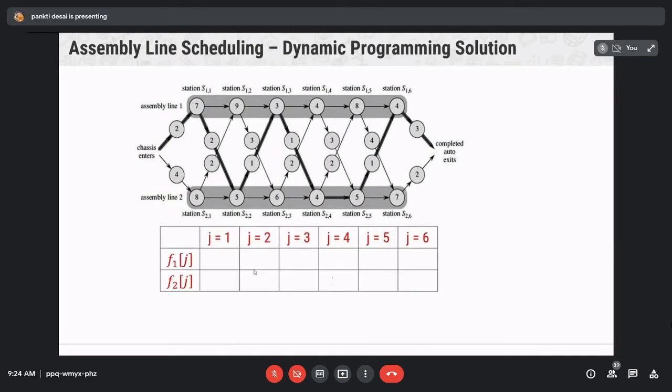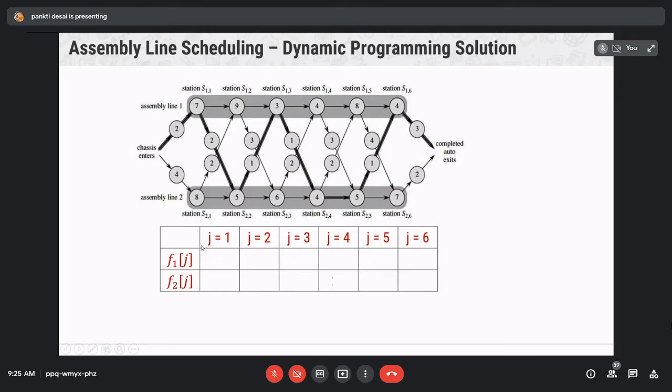In this example, as we use dynamic programming, we have to draw one table. All of you draw this table, where F1j is the time required for assembly line 1 and F2j is the time required for assembly line 2. The value of j starts from 1 to n. So here we have a total of 6 stations, so the value of j is 1, 2, 3, 4, 5, 6. Total 2 assembly lines and 6 stations.